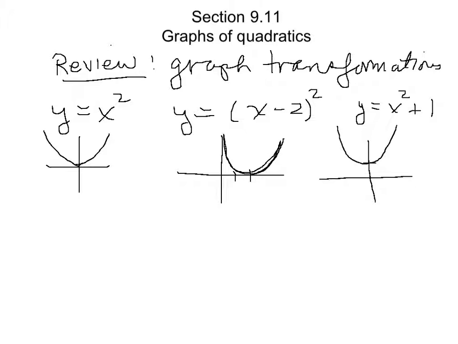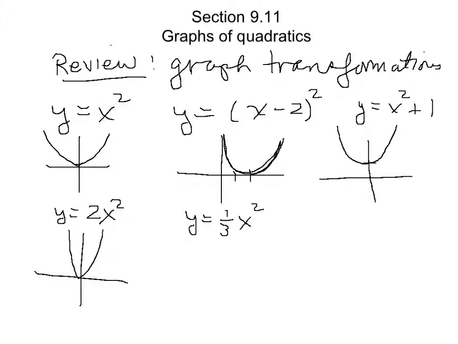Alright, so now how about y is equal to 2x squared? So every value of y in the regular graph gets multiplied by 2. And the result is that it's a lot steeper. And by the same token, say y is equal to 1/3 x squared. Each value of y in the original graph gets multiplied by 1/3, which makes it smaller, and so my graph is a little bit fatter.